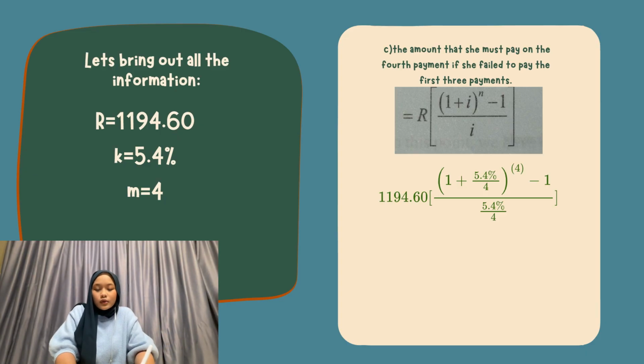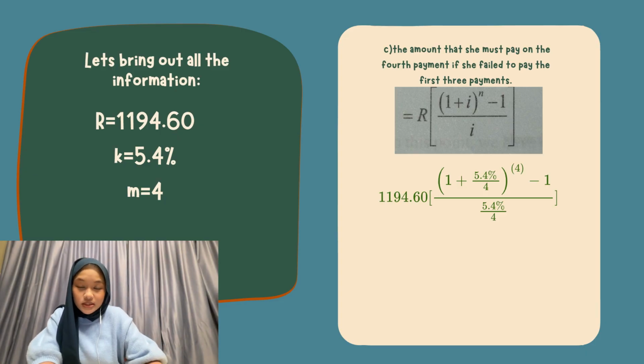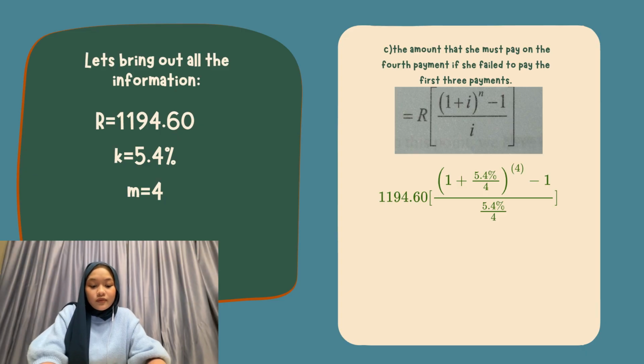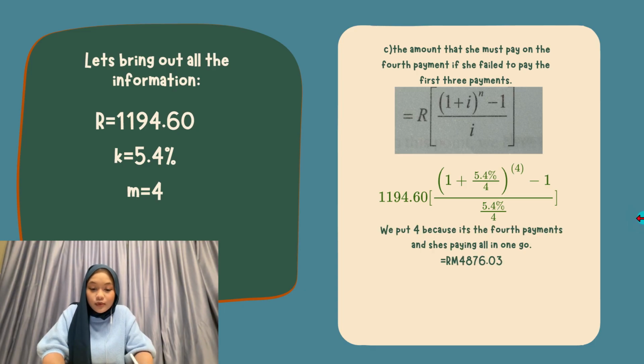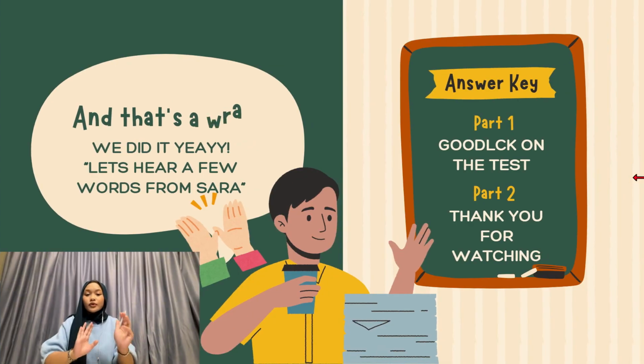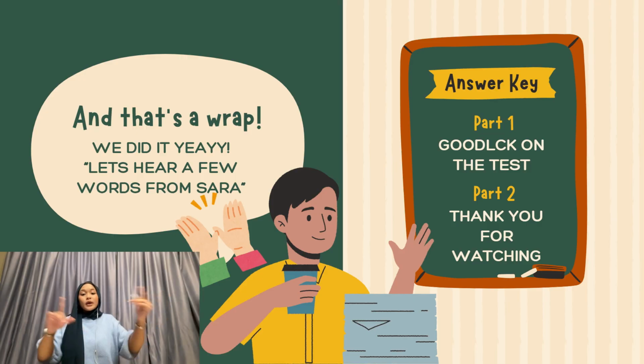After we know the formula, we can bring out all the information like always. Okay, so R equals to 1,194.60 ringgit. K equals to 5.4% and M equals to 4. Okay, after we know all the information, we can bring in all the information into the formula and make an equation. After we bring in all the information, we can click the calculator and solve. And you guys will get 4,876.03 ringgit.